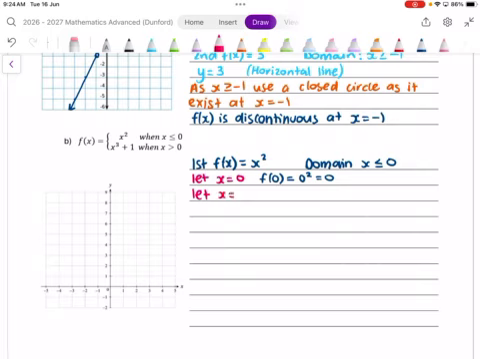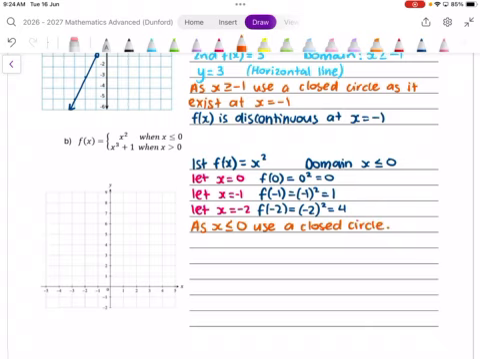Let x equal 1. Oh, sorry, minus 1, because it is when it's less than 0. So f of minus 1 is minus 1 squared, which equals 1. And then we could just do let x equal minus 2. F of minus 2 is minus 2 squared, which equals 4. Because x is less than or equal to 0, we use a closed circle for this function.